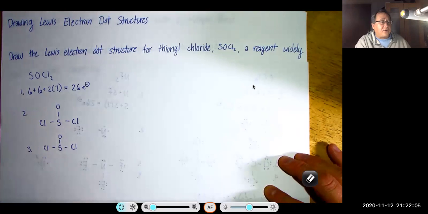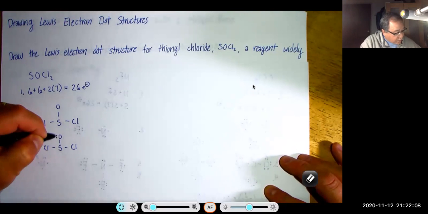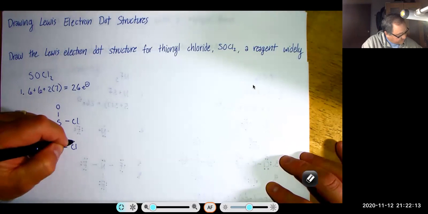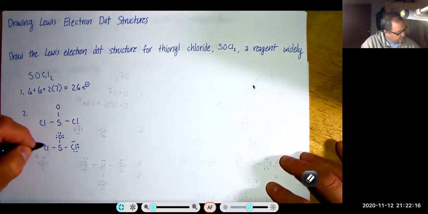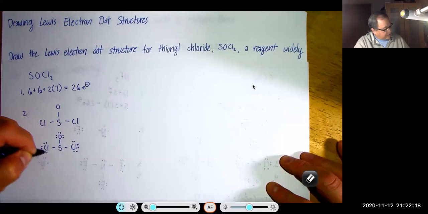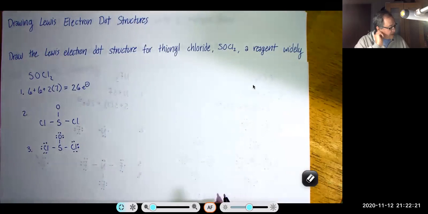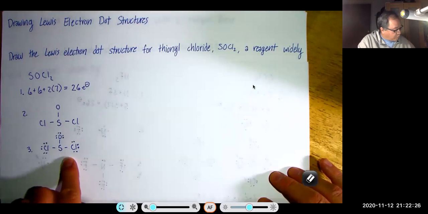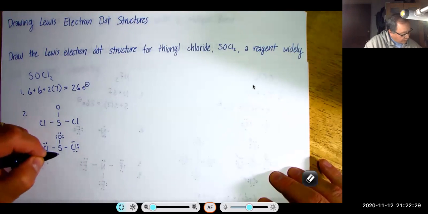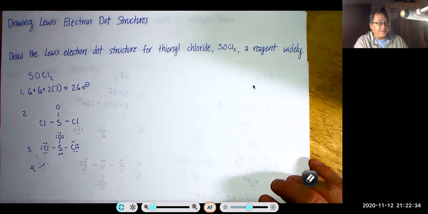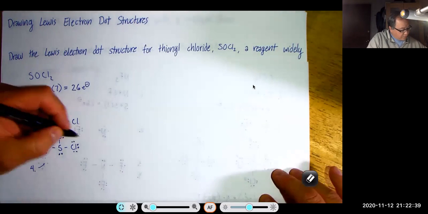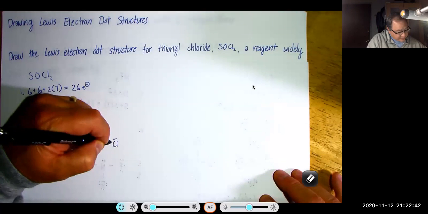Now we're going to put lone pairs on the surrounding atoms. I'd like to start with the one that is most electronegative because it wants electrons more. So here we go. And now you can see that we have what? 24 electrons. So what do we do to finish this off? Number 4 would be you put electrons on the central atom, and that's 26. Now let's evaluate this with formal charges. So when we look at this, the formal charge is going to be as follows.